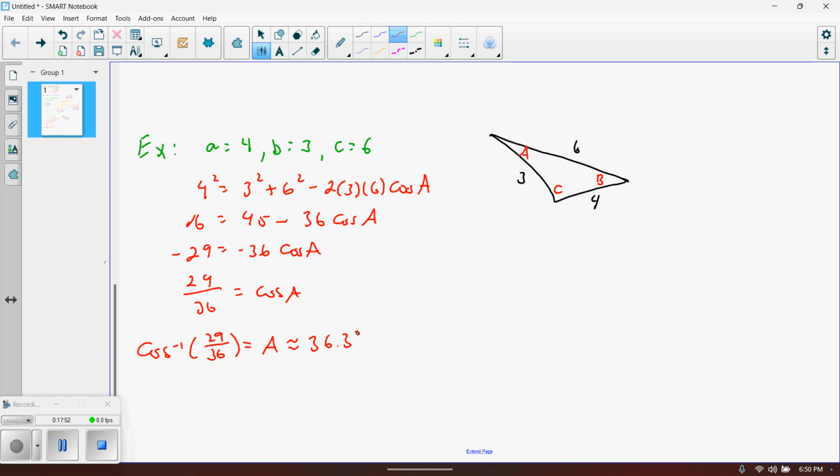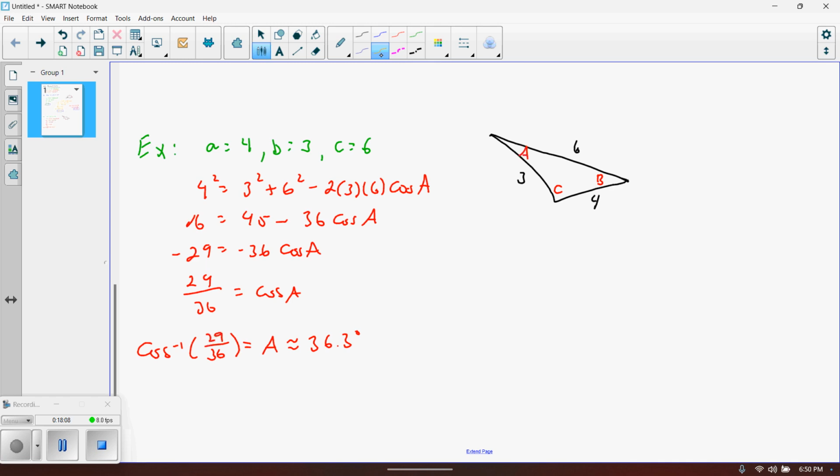Okay, we need to use it to find the other acute angle, which in this case is B. Now, C could also be acute. We'll have to figure that out, but at least we are guaranteed that the two smaller ones will be A and B. So let's use it to do B.